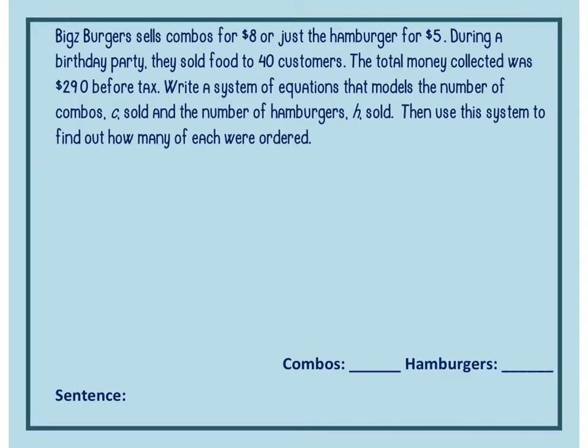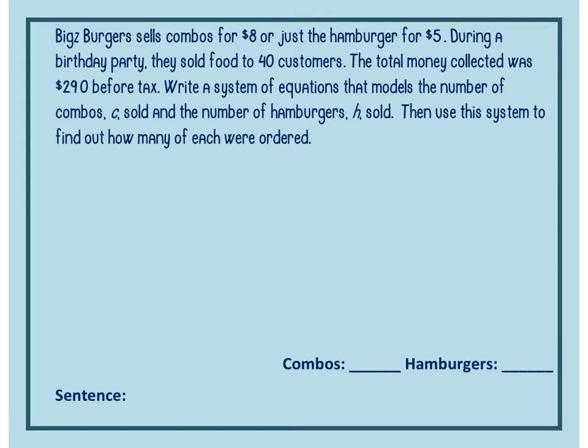So Big's Burgers sells combos for $8 or just the hamburger for $5. During a birthday party, they sold food to 40 customers. The total money collected was $290 before tax. Write a system of equations that models the number of combos, C, sold, and the number of hamburgers, H, sold. Then use this system to find out how many of each were ordered.